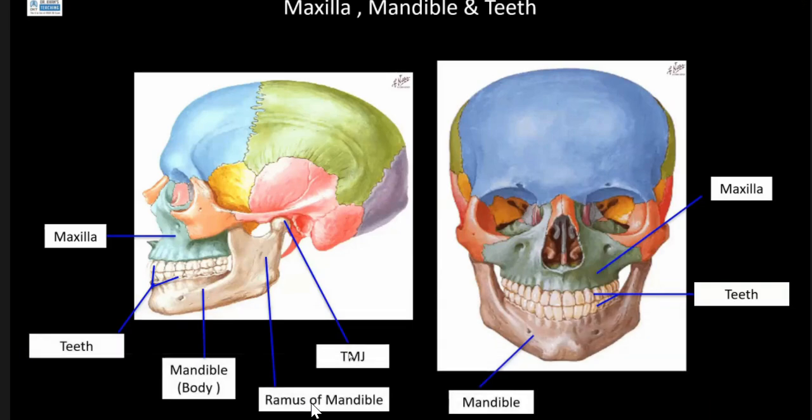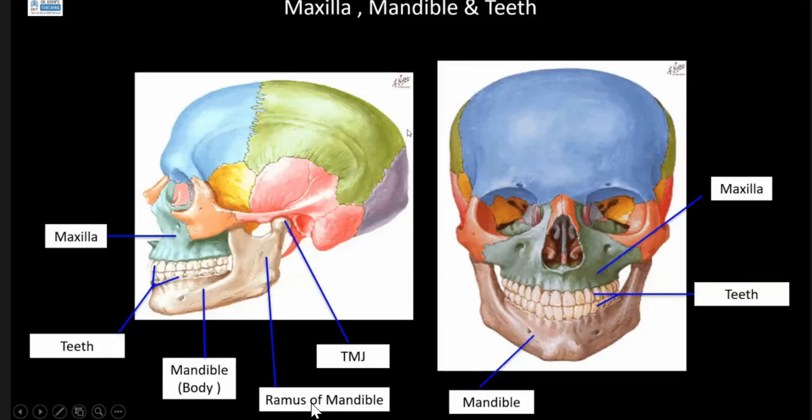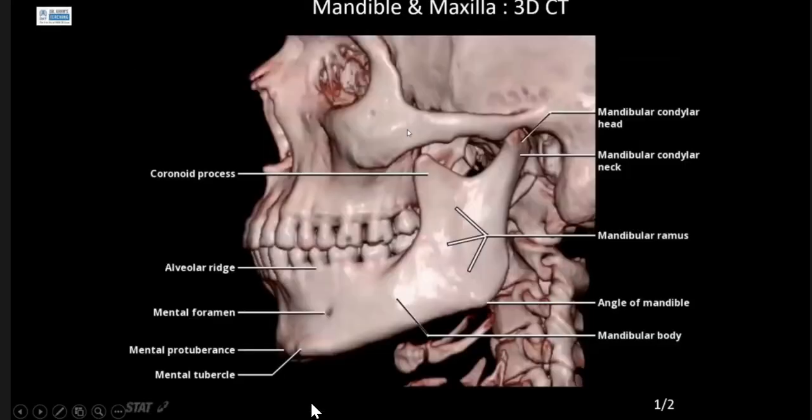Okay, so a bit of a teaching mode before I give you a few cases. So now we are just going to cover maxilla, mandible, and the teeth. Can you see my PowerPoint, maxilla, mandible, and teeth? Yeah, I can see. Okay, so for the time being, I'll just continue.